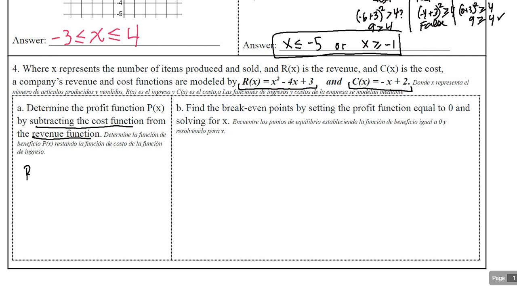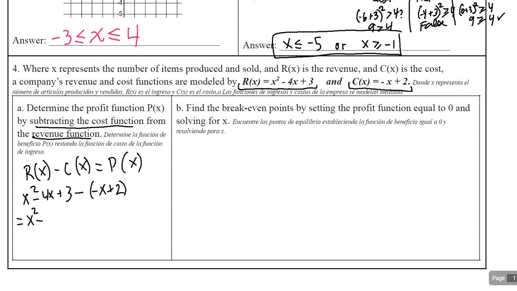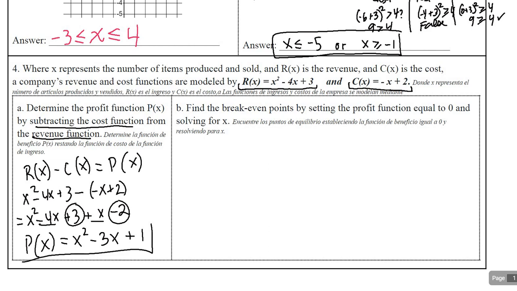So I'm going to do R of x minus C of x equals P of x. So that's x squared minus 4x plus 3 minus (-x plus 2), which becomes x squared minus 4x plus 3 plus x minus 2. And I combine like terms. So this becomes P of x is equal to x squared minus 3x plus 1.